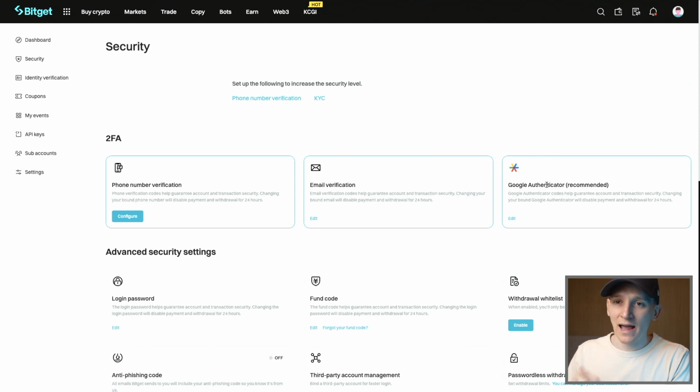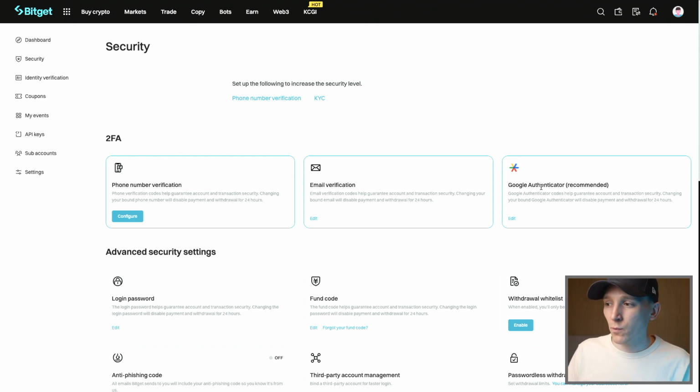What you can do here is download this application on your phone, click this, and then it's going to give you a QR code that you have to scan to link the app on your phone with Bitget. That is going to put the Google Authenticator code in between you and hackers. It's a 6-digit code that refreshes every 30 seconds.